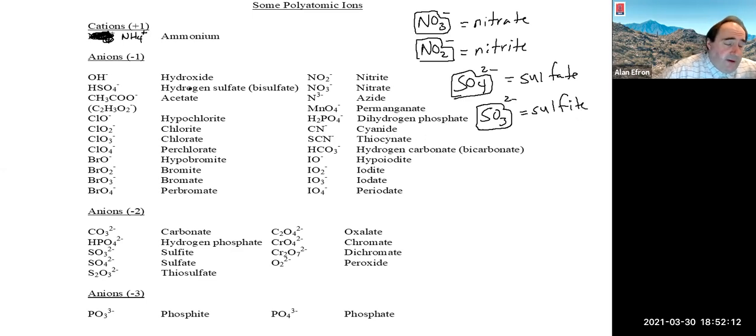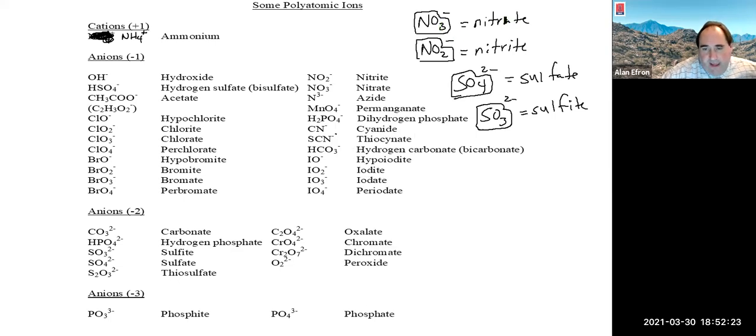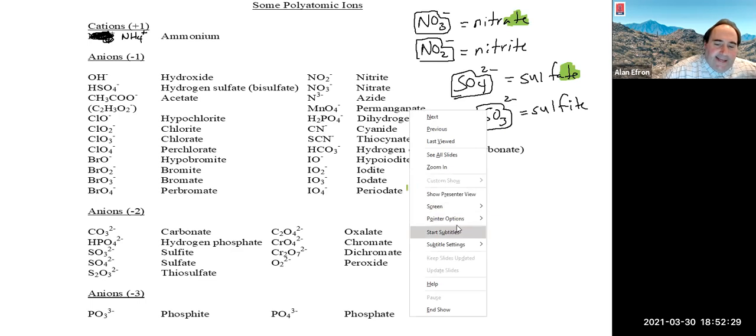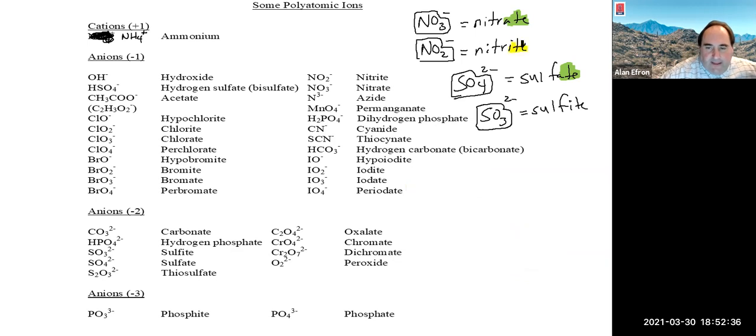When you're dealing with polyatomic ions in a group of two, for example, like these guys, the one that has the most oxygen in a group of two will end in ate. So these guys have the most oxygen in these groups of two. They end in ate. The one with the least number of oxygens in a group of two will end in ite.